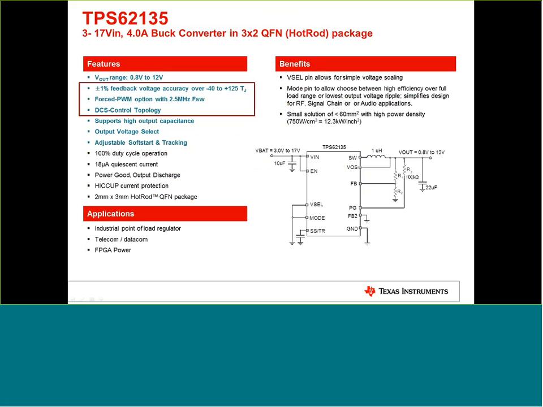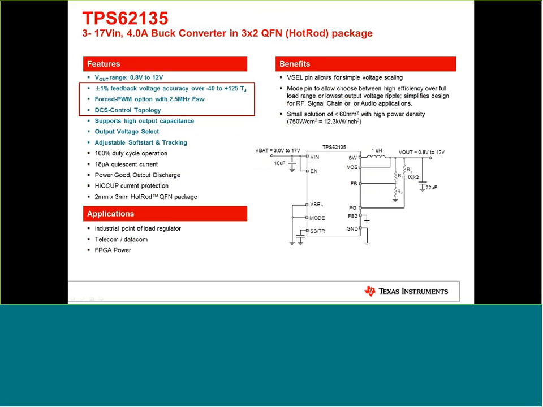All right, so now let's go to the example calculation. I want to do it with the new TPS62135, and this is a quick overview on one slide of this new device. It's a 3 to 17 volt input, 4 amp buck converter in a 3x2 QFN Hotrod package, so it's a really small package.